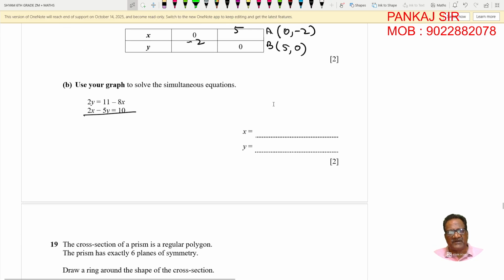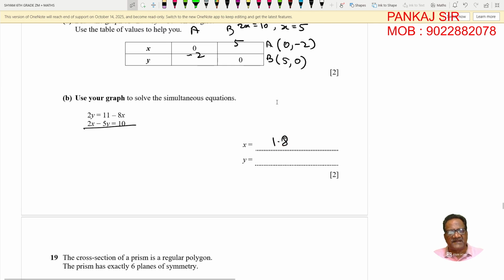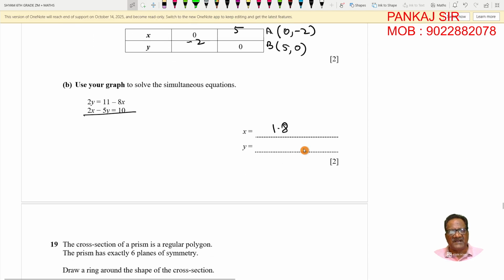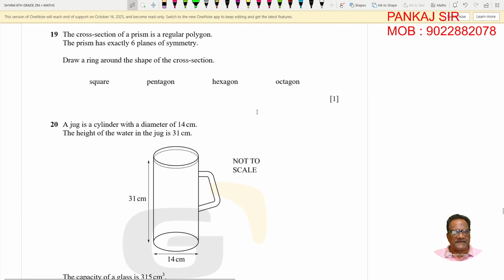So x will be 1.8, positive 1.8. And how much am I getting for y? I am getting minus 1.4 from the graph. Here y will be equal to minus 1.4. So these are the answers. A slight variation can be in the answer, but this is my answer. Let us move on to question number 19.